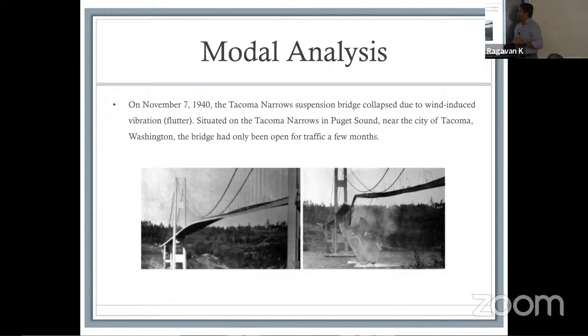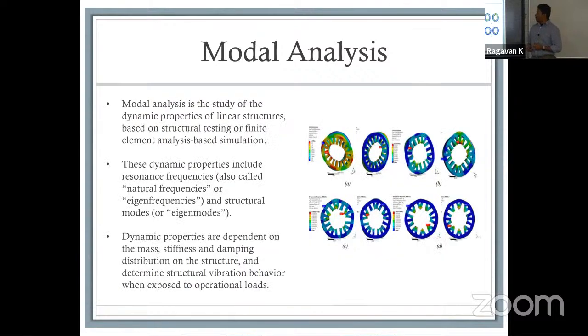This was in 1940. The Tacoma Narrows suspension bridge collapsed because of wind-induced vibration. Basically, it gave them flutters, and the entire structure collapsed. So that definitely can happen, and it's not very typical. Obviously, we don't hear about it all the time, but the higher the tower, for example, you still have to think about everything from oscillation all the way down to the acoustics it is going to be exposed to. So modal analysis, like I said, is the study of dynamic properties of linear structures.